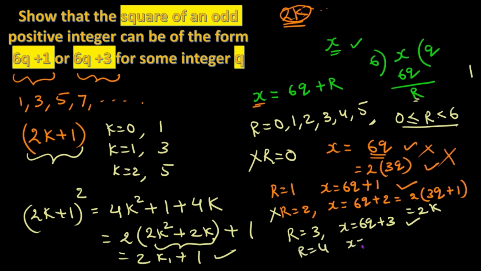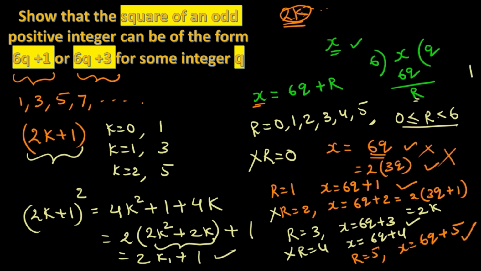Next, r is equal to 4. So x is equal to 6q plus 4. Here also we can take 2 common, so this is also an even number. So this number also we reject. Next, the last number, r is equal to 5. If you put r is equal to 5, you get x is equal to 6q plus 5. Now, this is again an odd number.